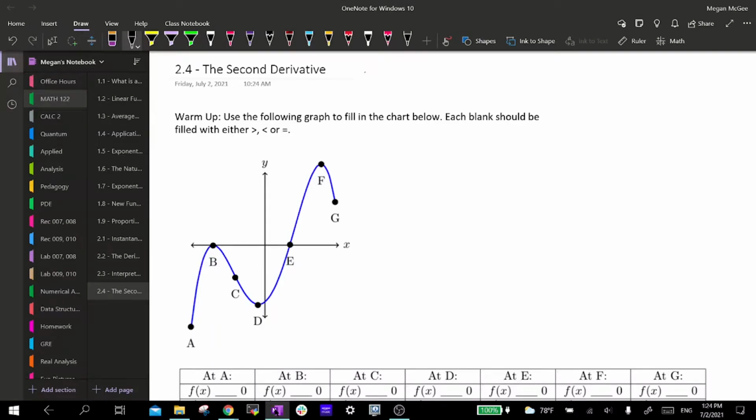Everybody, welcome to take 2 of section 2.4, the second derivative.